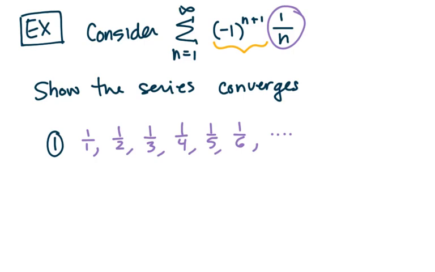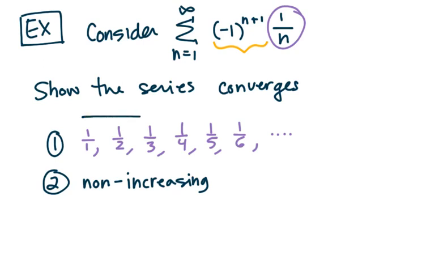And then for part 2, we want to show that they are non-increasing. We don't say decreasing because it could also remain constant, but non-increasing. In this case, it's very easy to see that these values are getting smaller, so they are non-increasing. And the third step, showing that u sub n approaches 0, is very easy.